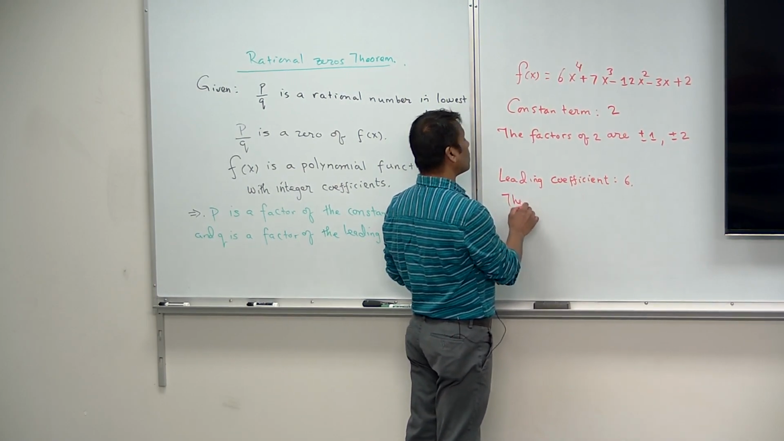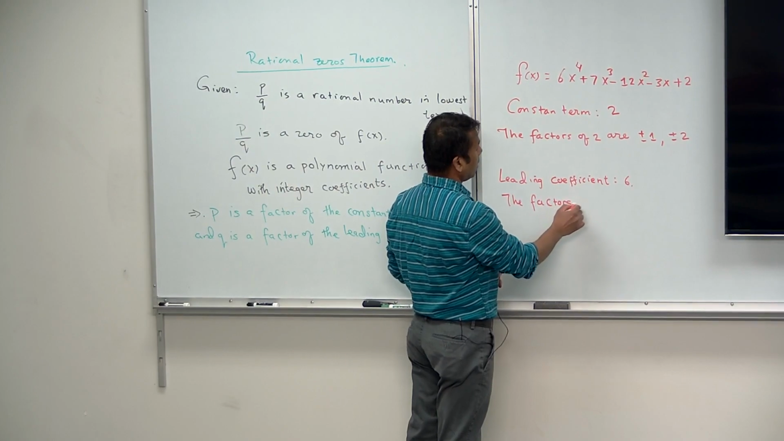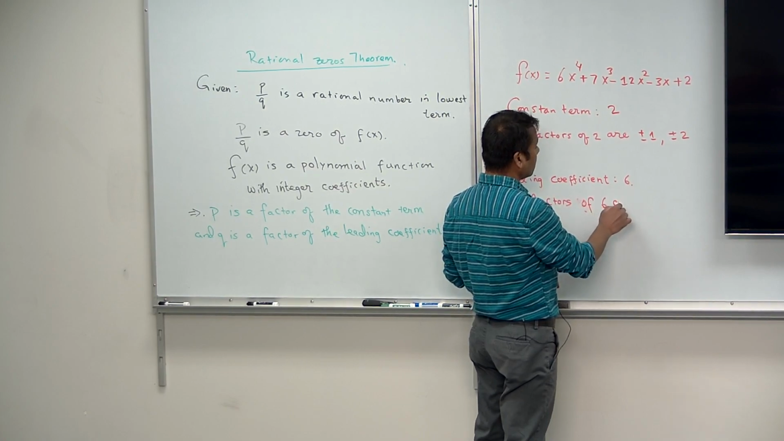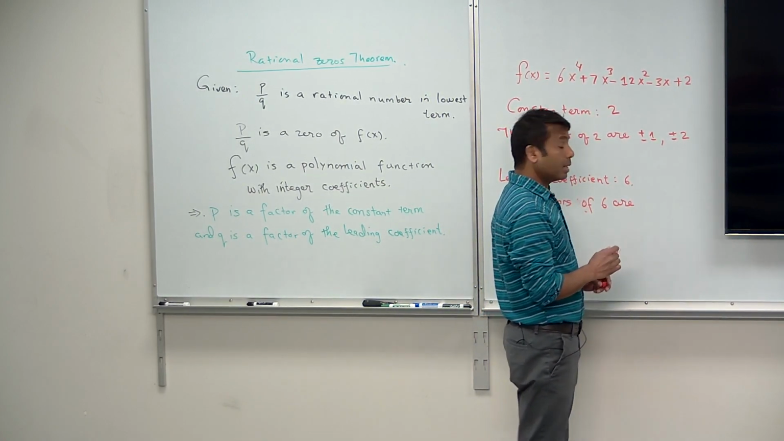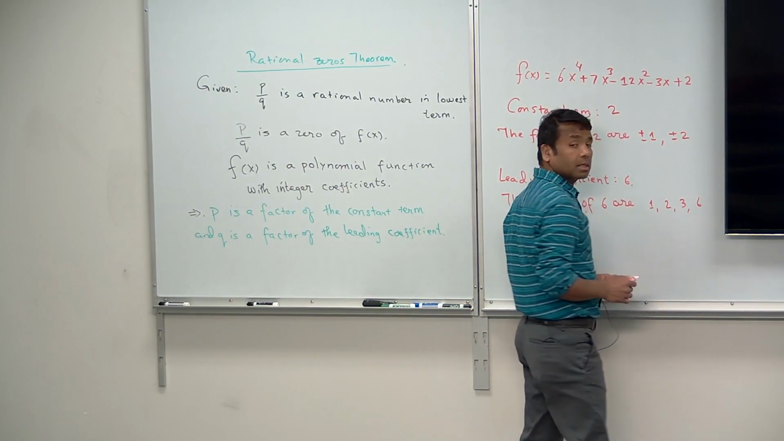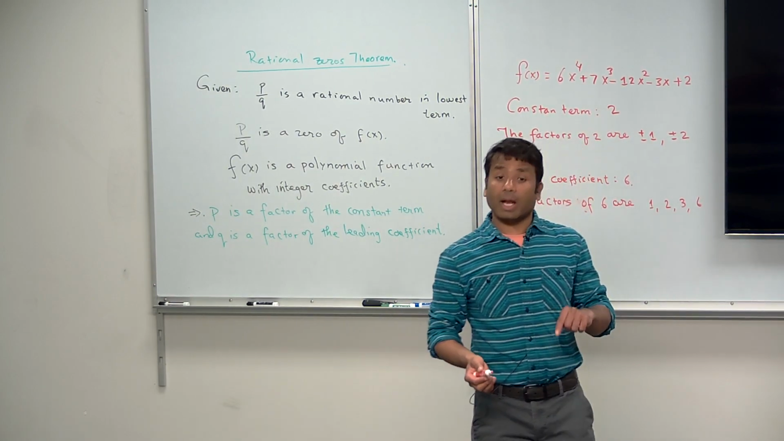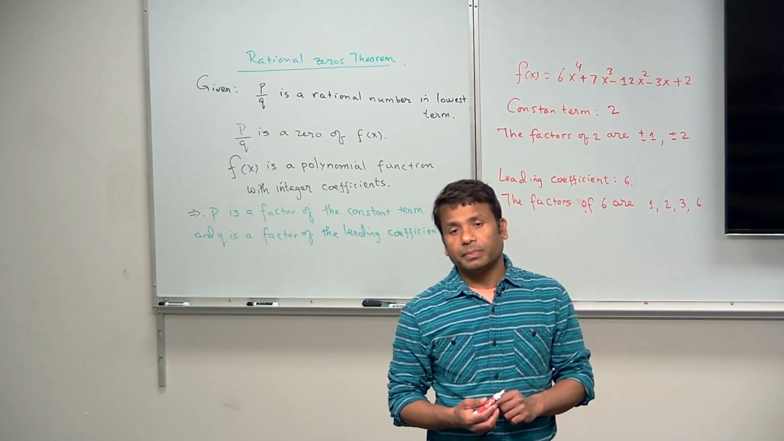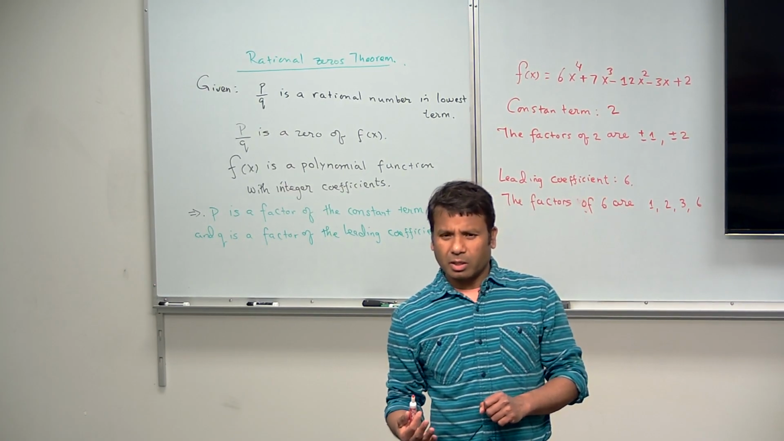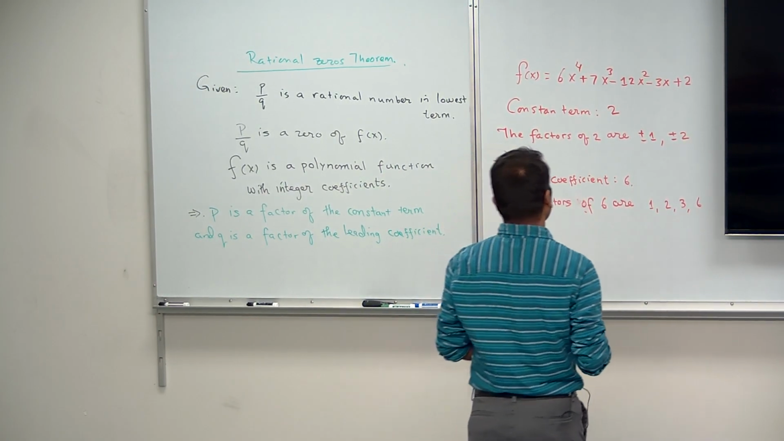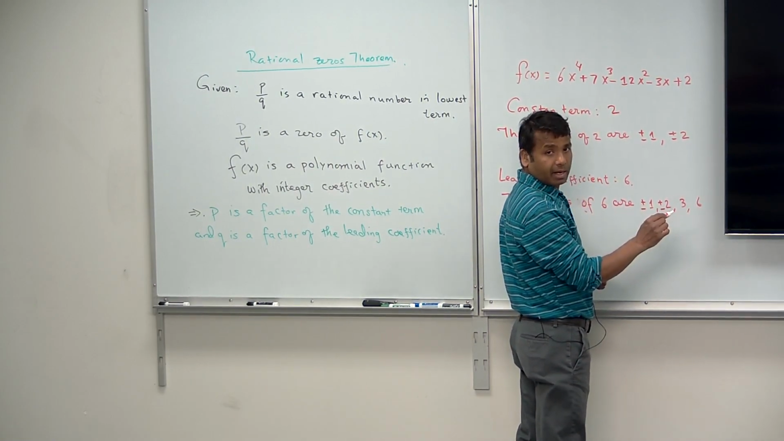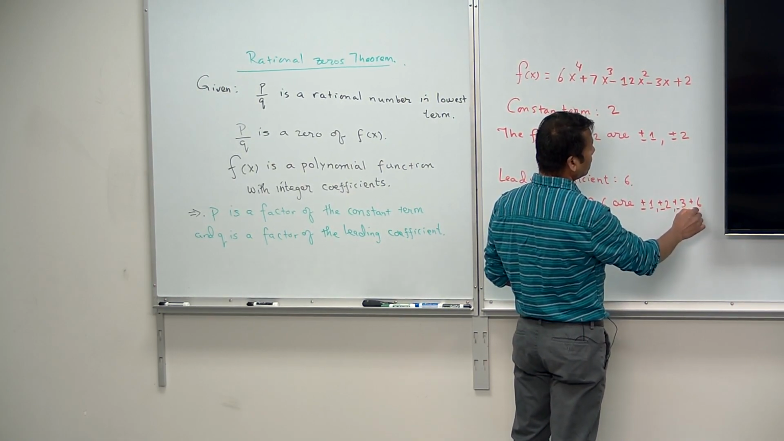And similarly, you need to find the factors of the leading coefficient. So what are the factors of 6? 1, 2, 3, 6. Yes. But you need to take the negative also. So negative 1 is also a factor of 6. Negative 2, negative 3, negative 6. You see what I'm talking about, right? So you have plus or minus 1, plus or minus 2, plus or minus 3, plus or minus 6.